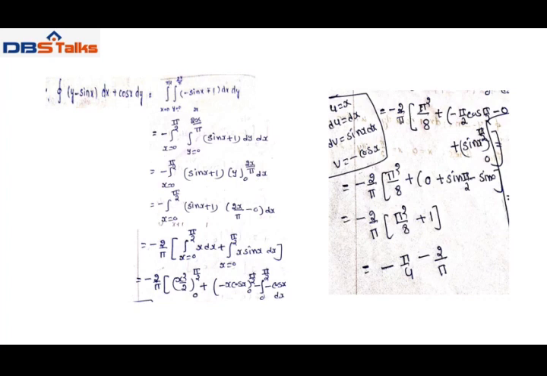So, that equal to minus 2 by pi into, first term is pi square by 8, plus cos pi by 2 is 0, plus sin pi by 2 upper limit minus sin 0 lower limit. So, that equal to minus 2 by pi into pi square by 8 plus sin pi by 2 is 1. Multiplying with minus 2 by pi, we get minus pi by 4 minus 2 by pi.